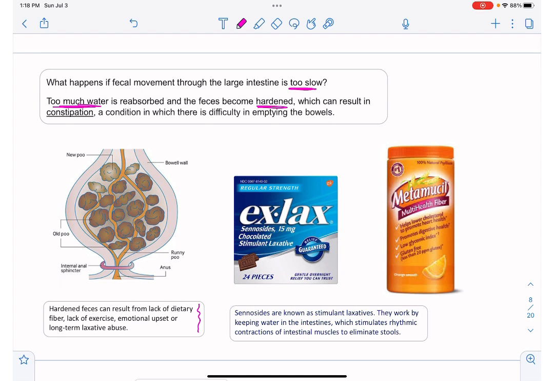And one of those categories of laxatives are called stimulant laxatives. And basically what those do is they stimulate contraction of the intestinal muscles. So they're stimulating that smooth muscle to try to work that material through and out of the large intestine.